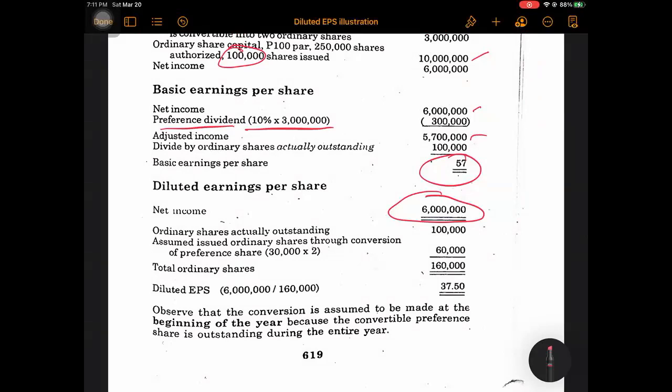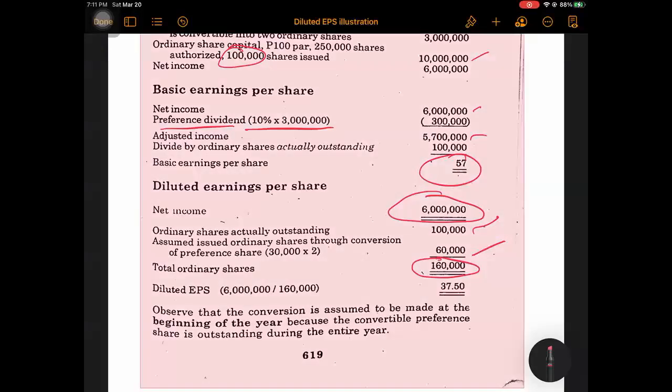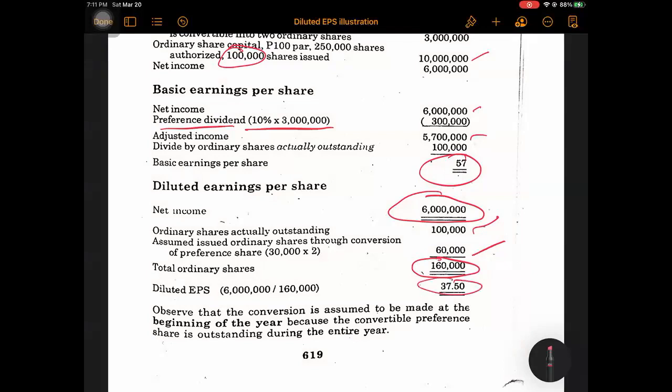That's why our net income in computing the diluted earnings per share is the full 6 million. Then, the ordinary shares actually standing, 100. Assume issued ordinary shares through conversion, 60,000. So, therefore, we have total ordinary shares of 160,000. So how much is the diluted earnings per share? 37.50. Therefore, your convertible preference share in this case is considered a dilutive security. Why? Because it is lower compared to your basic earnings per share.